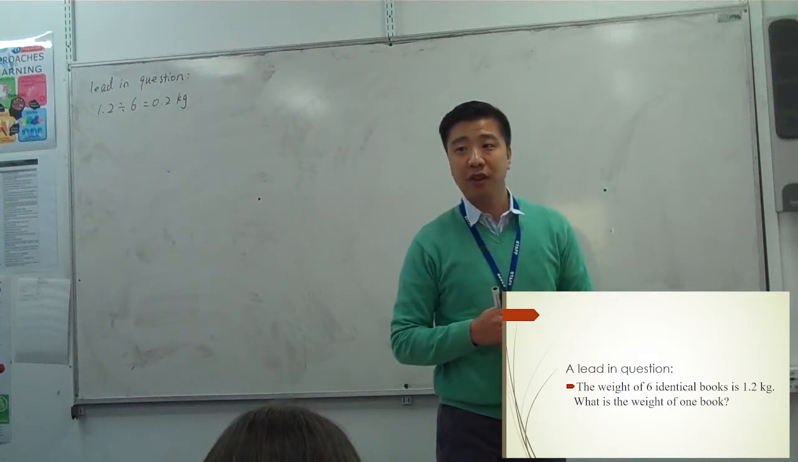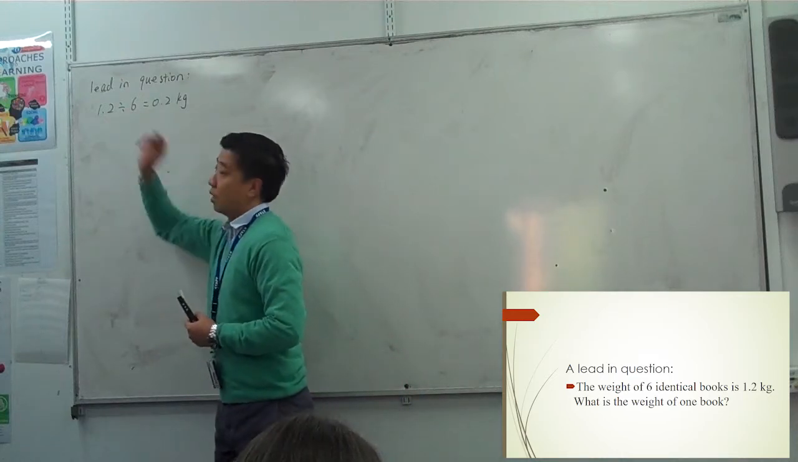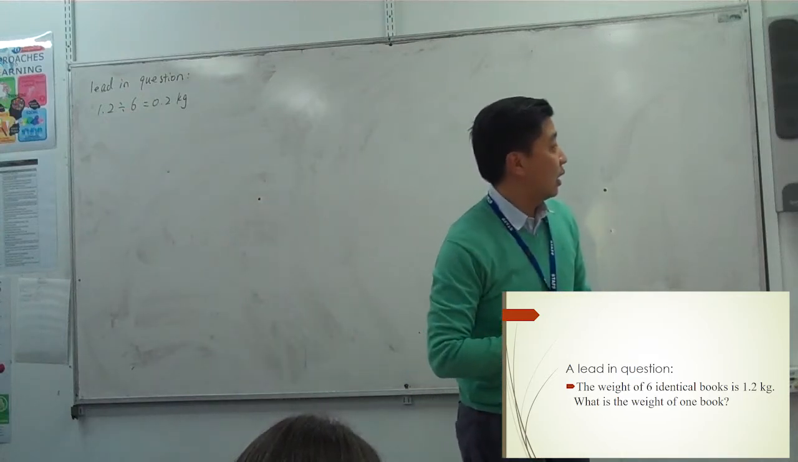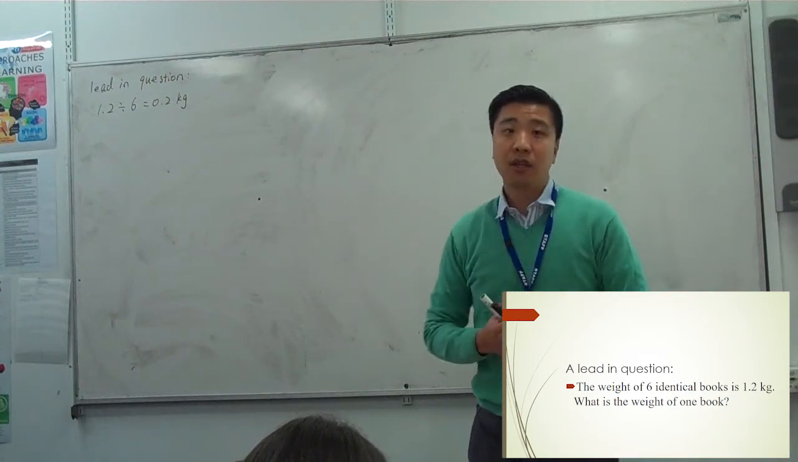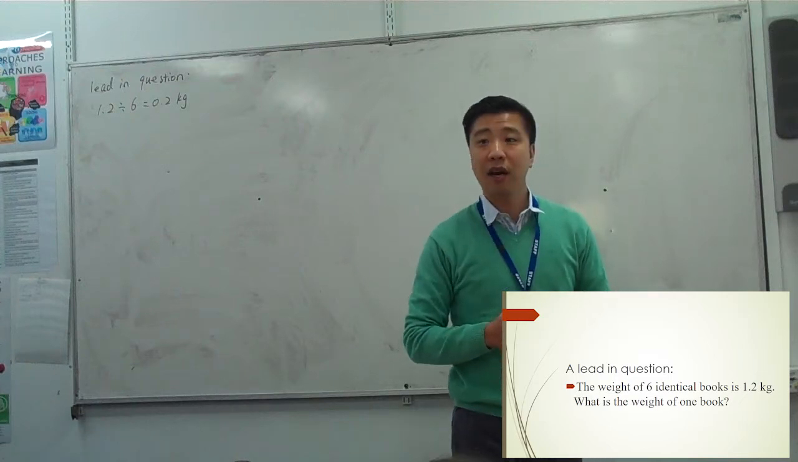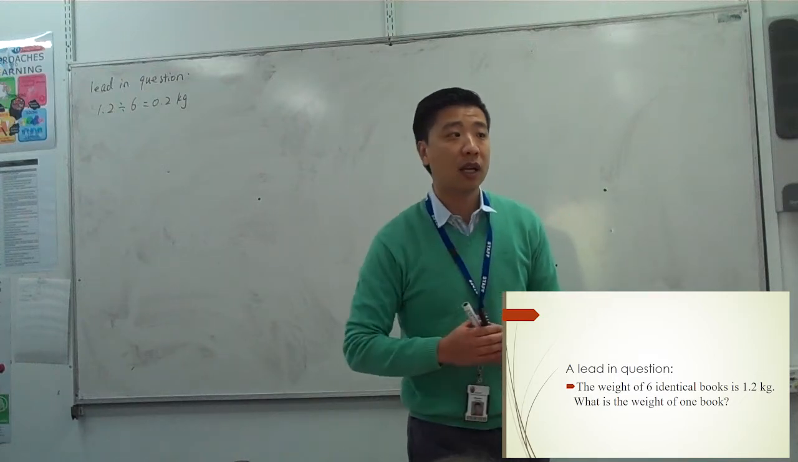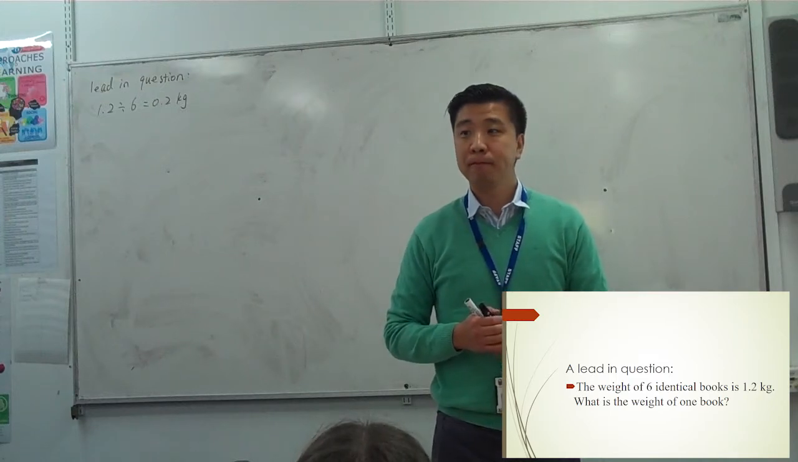Any other ways to do that? It's very good. We know 1.2 kilos is for 6 identical books. So 1 is 0.2, so you divide by 6. Any other ways? Think about what you did last year in year 8. Any other ways?